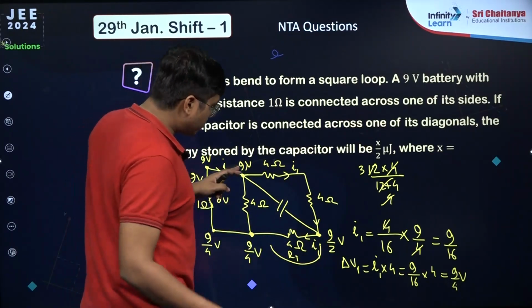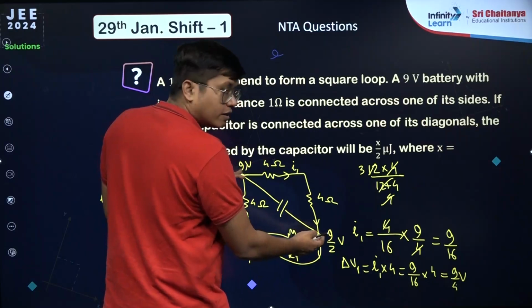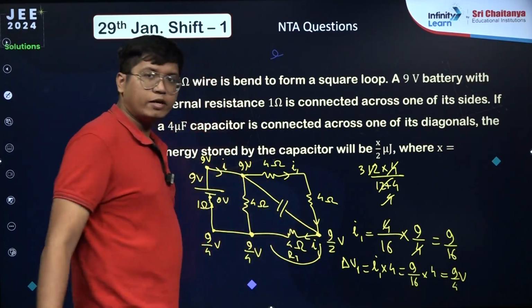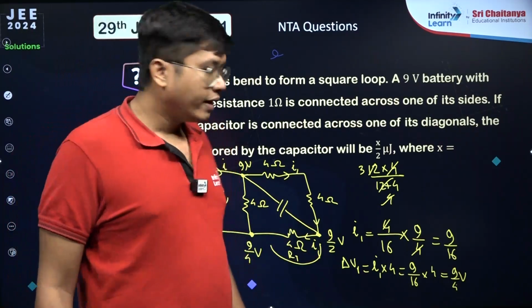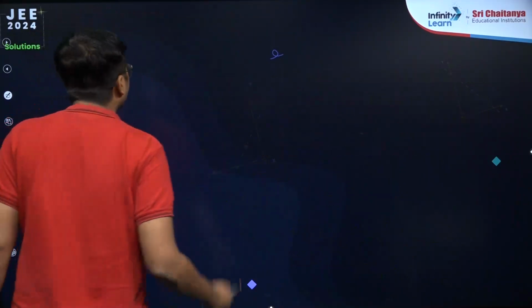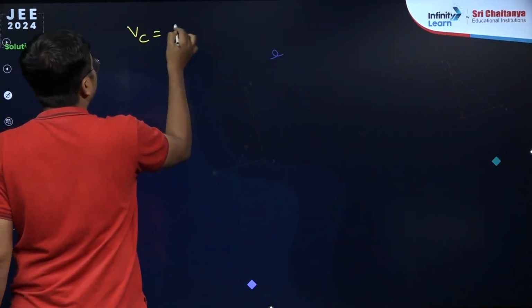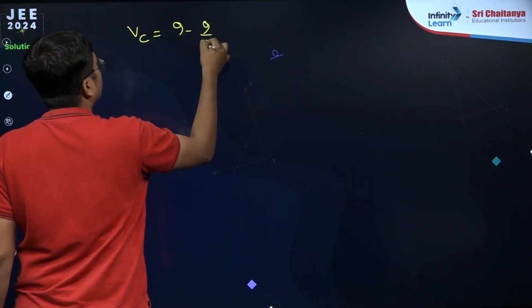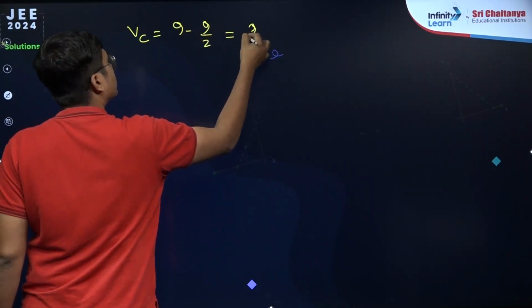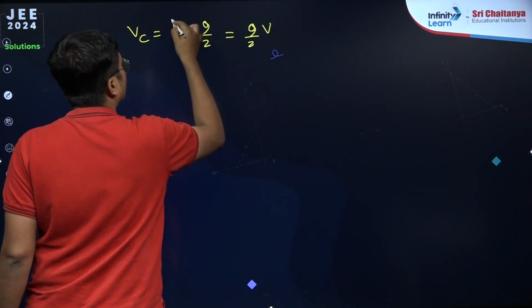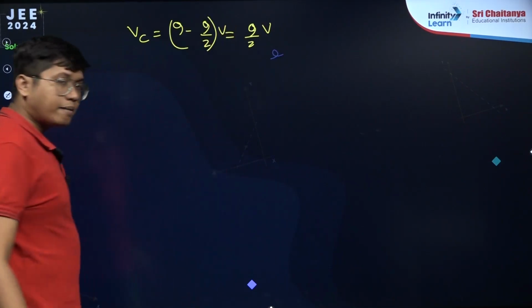Now the voltage across the capacitor is 9 minus 9 by 2 volts. So voltage across the capacitor is 9 minus 9 by 2. That is equal to 9 by 2 volts.